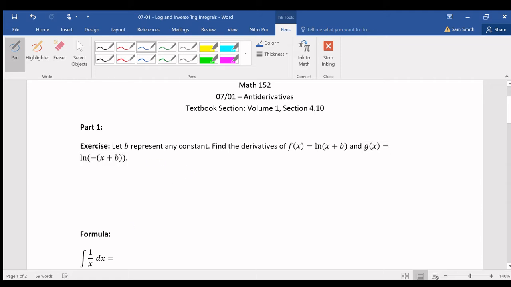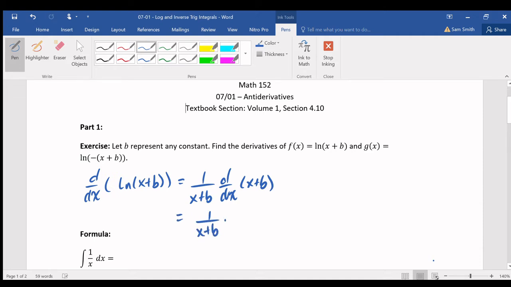Find the derivatives of the following two functions: the natural log of x plus b, and the natural log of negative x plus b. Alright, now the most important thing to keep in mind is the chain rule when you're doing these problems. The derivative of the natural log is the reciprocal. And then I'll differentiate the inner function x plus b, but since x plus b is a linear function with slope 1, the result of that is just 1.